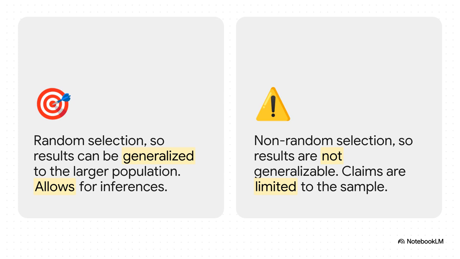See, if you use a random, probability-based method, you earn the right to generalize, to claim your findings represent the wider population. But if you use a non-random method, like, say, surveying your classmates just for convenience, your conclusions are strictly limited only to those specific people. You have to be prepared to defend this choice.